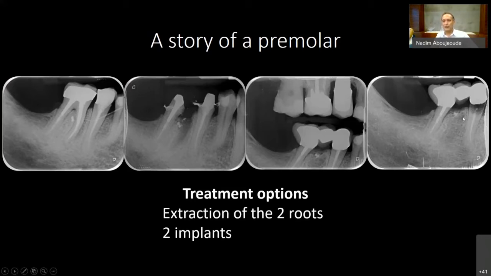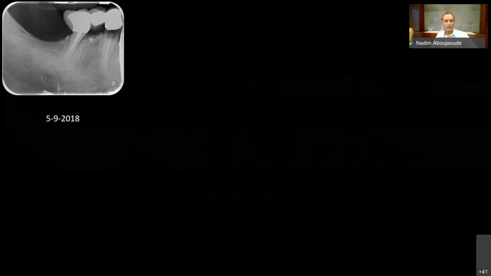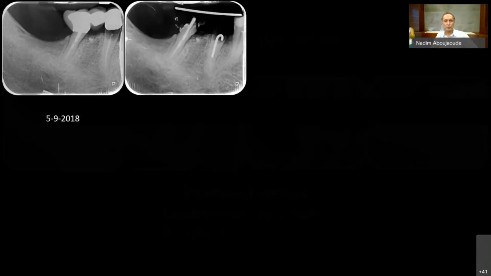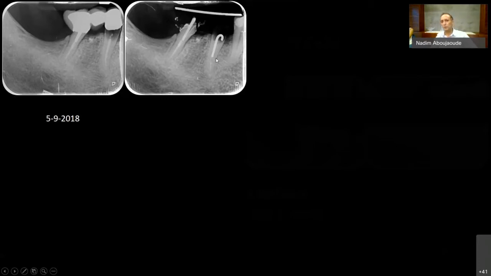So what are our options? Extract the two roots, place two implants. This man is married to a dentist, and the dentist refused to do the extractions. And she said, can you save the tooth? I said, let's try. And here we did another extrusion. Why don't you look closely at the adjacent premolar? You see that this adjacent premolar has a kind of hook that is touching the second premolar. If by any chance we would extract the second premolar, we might endanger the root of the first premolar.